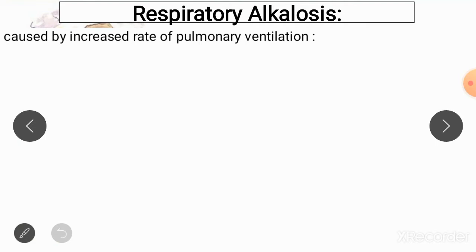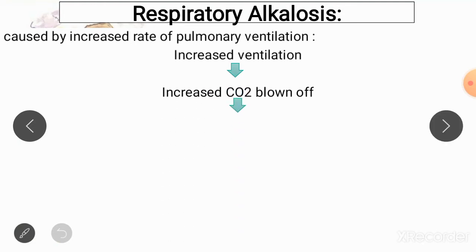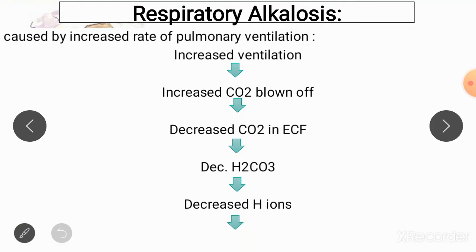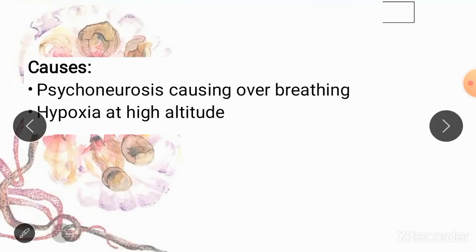This is caused by increased rate of ventilation. So when your ventilatory rate increases and your rate of respiration increases, what you are doing is you are blowing off more than normal quantities of carbon dioxide, which is going to lead to decreased carbon dioxide in your extracellular fluid, and your carbonic acid concentration is going to fall way below normal ranges. This is going to reduce hydrogen ion concentration and increase your pH, and this is going to result in respiratory alkalosis. So what are the causes of respiratory alkalosis?